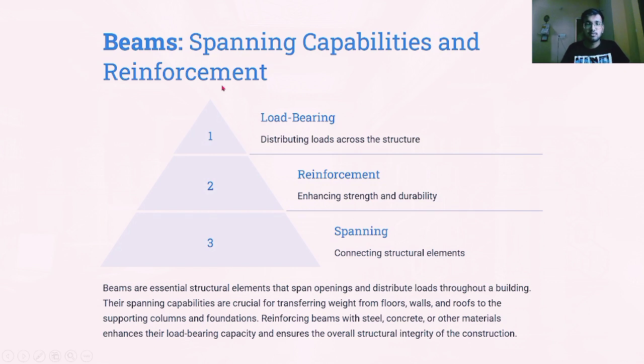So next we have beams. We also use a thing called beams, which offer spanning capability and reinforcement, load bearing, distributing loads across the structure, reinforcement, enhancing strength and durability, and spanning, connecting structural elements. The beams are essentially structures that can span openings and distribute loads throughout the building. The spanning capability is crucial for transferring weight from floors, walls, and roofs to the support columns and foundation. Then we have reinforcement: beams with steel, concrete, or other materials enhance their load-bearing capacity and ensure the overall structural integrity of the construction.